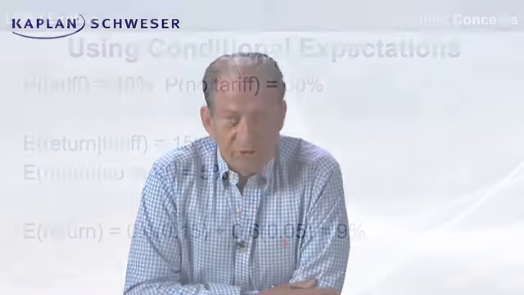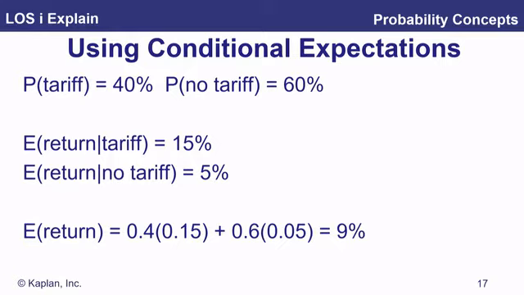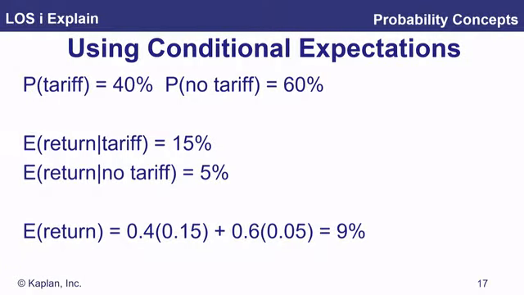So now we'll take a look at using conditional expectations. We start out with the information that the probability of a tariff is 40%, probability of no tariff is 60%. Maybe we're looking at steel companies and whether a tariff will be imposed on the importation of foreign steel. We're given further information here. The expected return on this stock, if there's a tariff, is 15%. If they get some protection from foreign competition, they'll have higher returns. And the expected return, if there's no tariff, is lower.